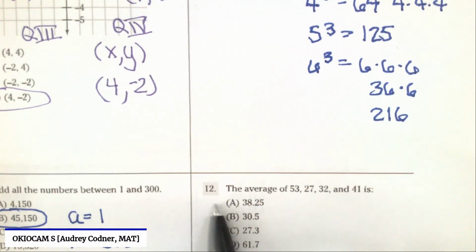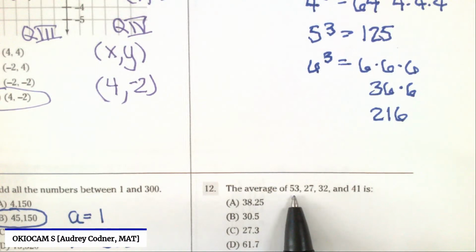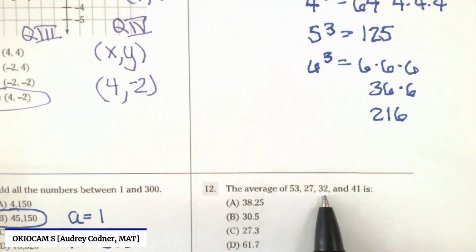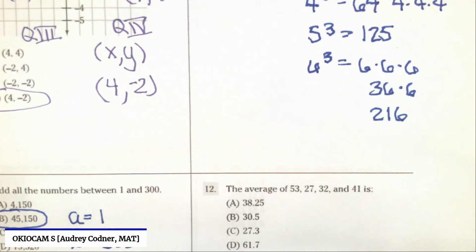So, number 12: the average of 53, 27, 32, and 41. Average means what? What does average mean? What is the average?